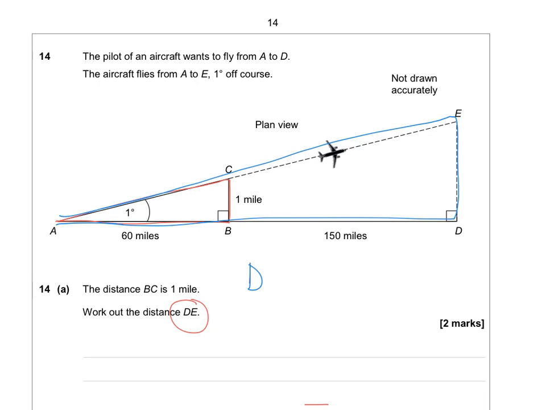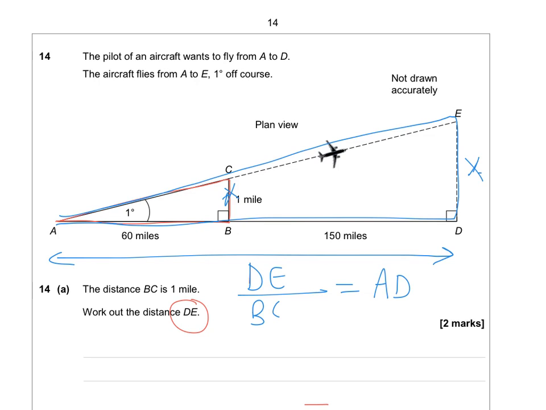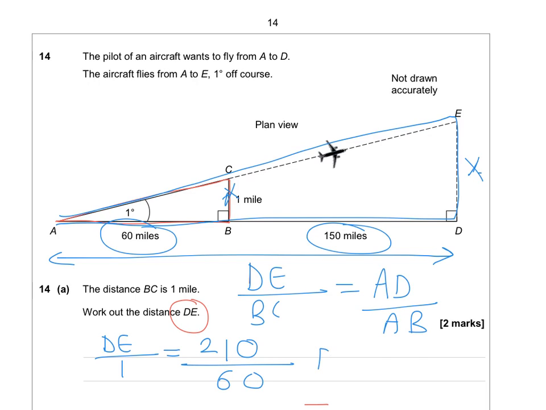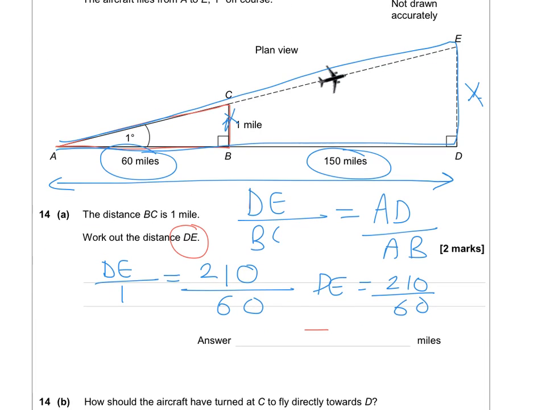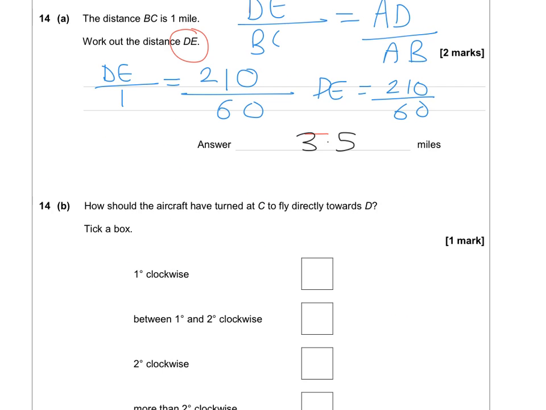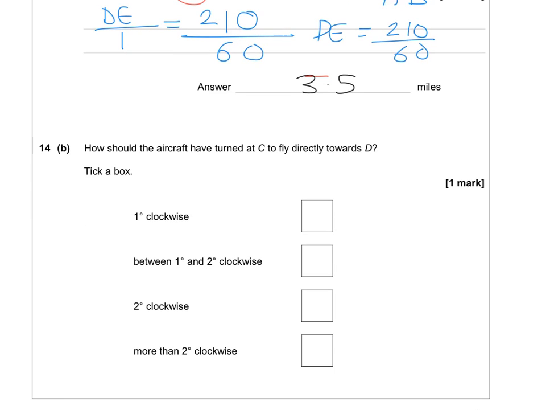So we set up DE, is this one here, divided by BC, this one here, is equal to AD, which is the total length of the base of the triangle here, divided by AB. So that's DE divided by 1 is equal to AD, which is 60 plus 150, which is 210 miles, divided by AB, which is 60. This means that DE is equal to 210 divided by 60, which is equal to 3.5 miles. 14 part B. How should the aircraft have turned at sea to fly directly towards D? The answer is between 1 degree and 2 degrees clockwise.